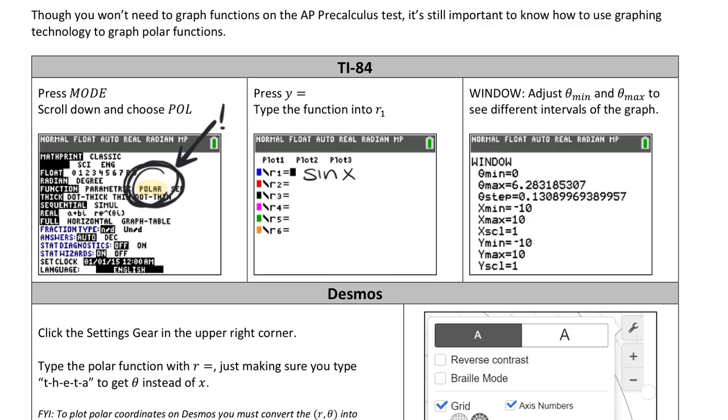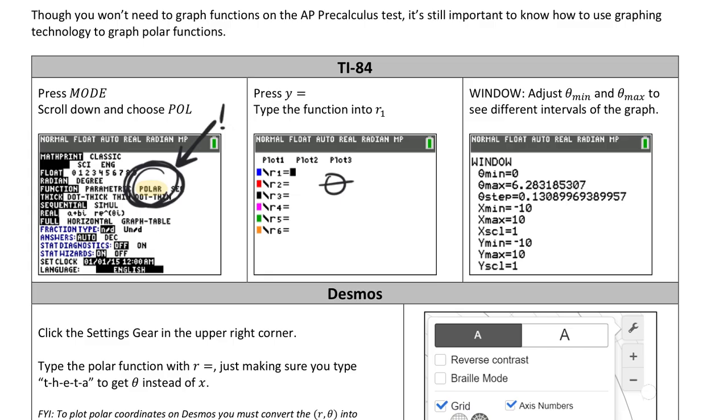Whoa. Did x show up? No, what showed up now? What is the input value for a polar function? Theta. You're now going to have thetas as your input. That's very important. And a good check for you: if you thought you were in polar and all of a sudden an x shows up, you're not in polar.